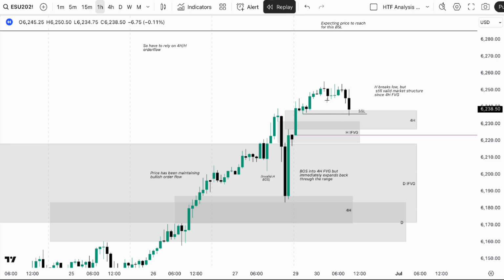We do break that low right here, but again, because we have that 4-hour bullish fair value gap, we are going to consider that to be maintaining bullish structure. So all in all, we are considering ourselves to be bullish.